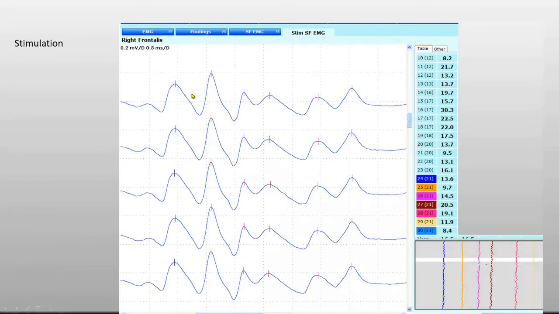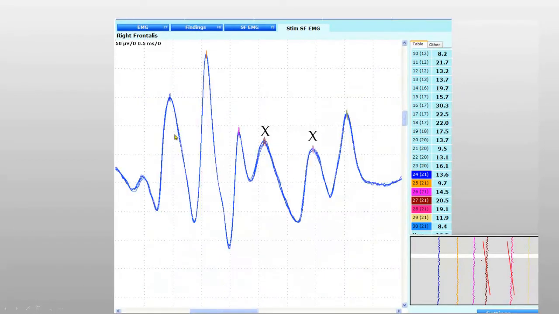This is another situation, even more complex, and when we superimpose we see nice spikes here, but this one is obviously a composition of at least 2 muscle fibers. This one we do not accept, and here we have a disturbance in the peak. We do not accept this one.